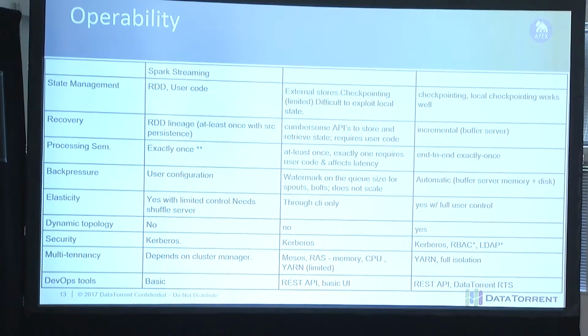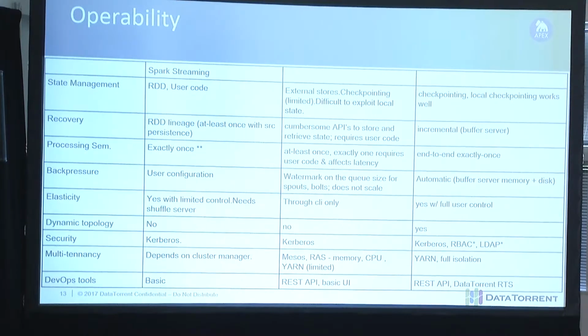Recovery, again, like I mentioned, RDD lineage. With Storm, it kind of gets interesting. You have to write a lot of user code to use Storm APIs to write to an external store and read it back. With Apex, you have the notion of buffer server, which takes care of incremental recovery. Spark exactly once semantics are sort of supported at a cost of very, very limited throughput. Storm can do at least once. Exactly once needs a lot of heavy lifting. With Apex, there are concrete examples out there with end-to-end exactly once.